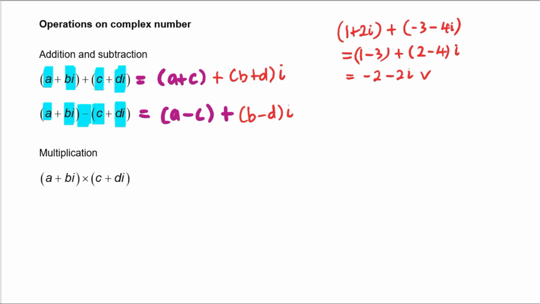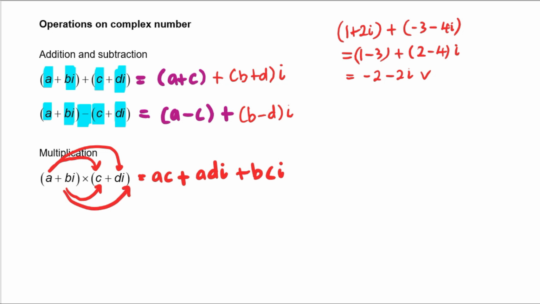What if we have the multiplication between two complex numbers? We need to find the product of a plus bi and c plus di. So we multiply: we have ac, plus adi, plus bci, plus bdi squared. Please recall that i squared is equal to -1.